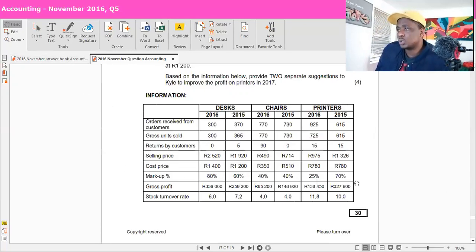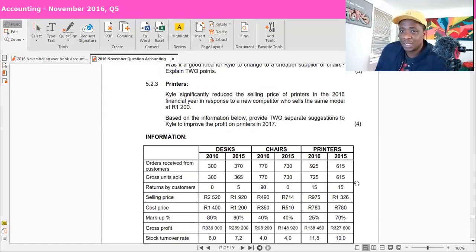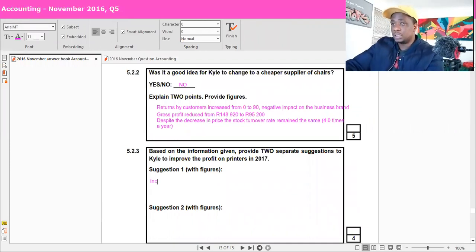Well, the first thing that I would do: the other competitor, firstly, is new. So in order for them to get market share, they would have to sell at a lower price than Kyle, who has been in this market for quite a long time. So I'd say increase the price of the printers to a maximum of 1,200.